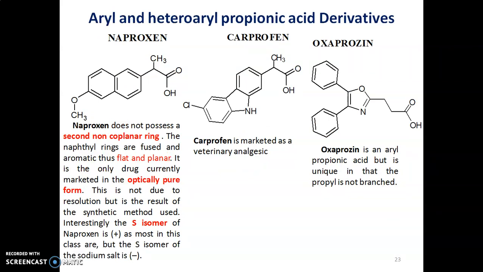Then we also have naproxen, carprofen, and oxaprozine. Naproxen, it contains a second additional non-coplanar ring. It is optically pure and the S isomer is having more activity than the R isomer. Carprofen is used for veterinary purposes and oxaprozine is an aryl propionic acid, but it is unique in that there is propyl ring is not branched.